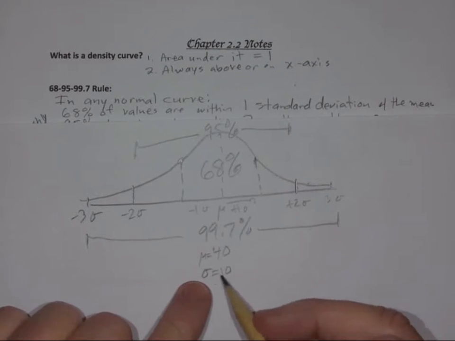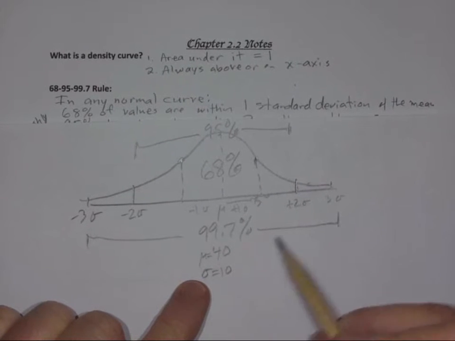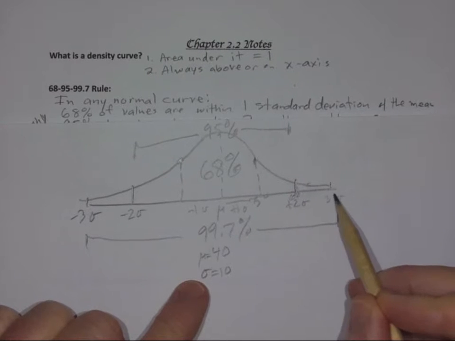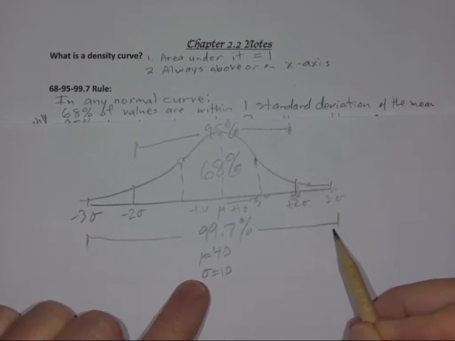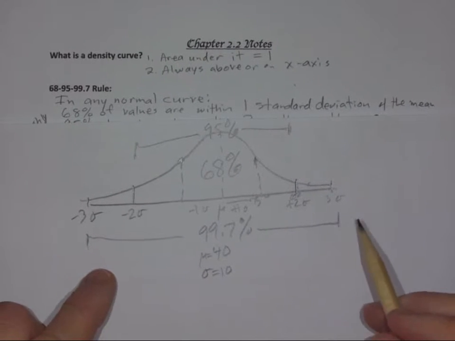So 50, 1 standard deviation above the mean, wouldn't be that unusual. 2 standard deviations above the mean, 60, that's starting to get out there. But it would be really unusual to encounter one of these animals that's weighing 70 or that's weighing 10, 3 standard deviations below the mean. That would be really unusual.